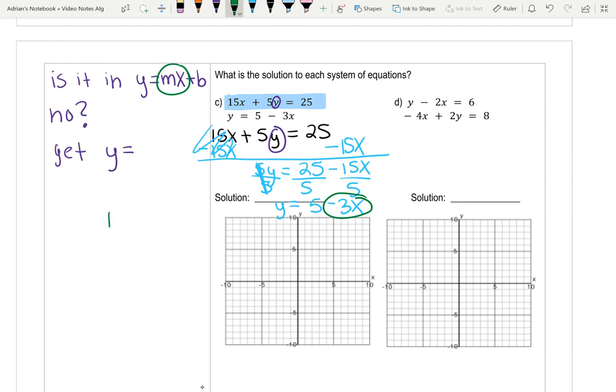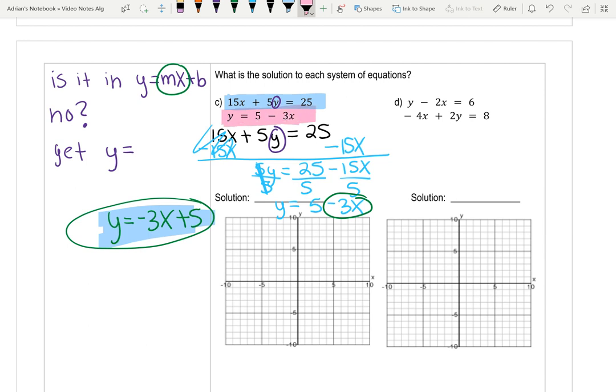Let me put it over here. I'm running out of room. Y equals negative 3x plus 5, because I want my slope to come first. So this is the new equation that I'm working with. So now this is my first equation, and my second equation is still this one.